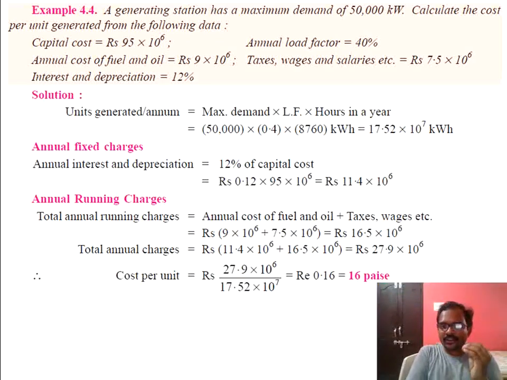So what is the cost per unit? Total charges are 27.9 into 10 to the power of 6. Total number of units generated are 17.52 into 10 to the power of 7 kilowatt hour. So what is the cost per unit generated? Total cost is 27.9 into 10 to the power of 6, total number of units are 17.52 into 10 to the power of 7 kilowatt hour. So it will come out to be 0.16. If I multiply by 100, it will be 16 paise.